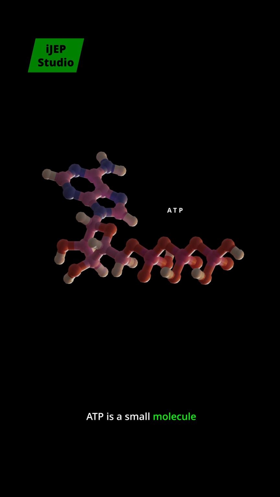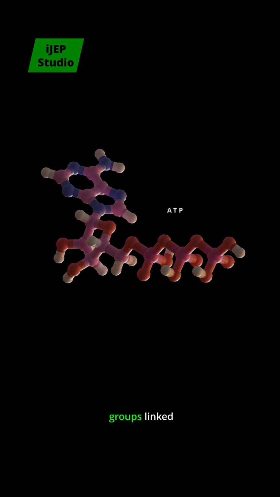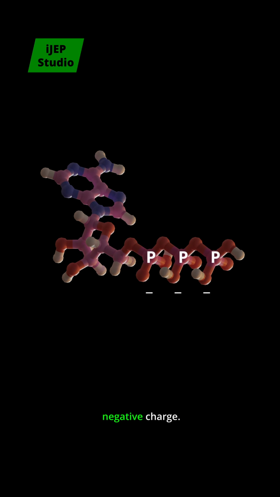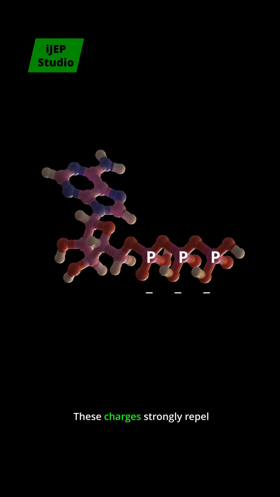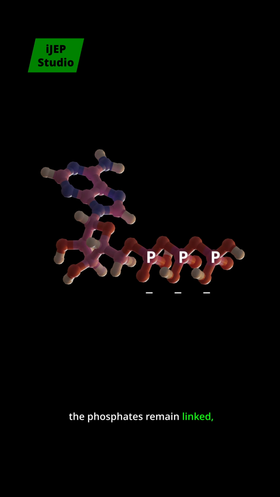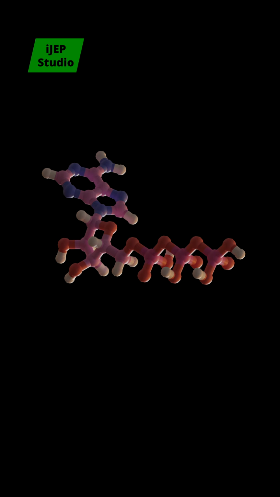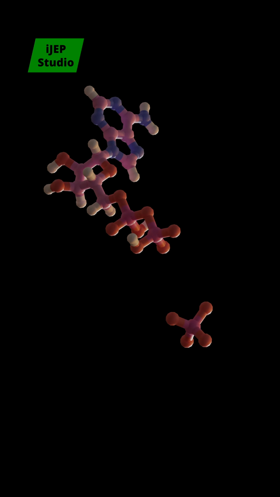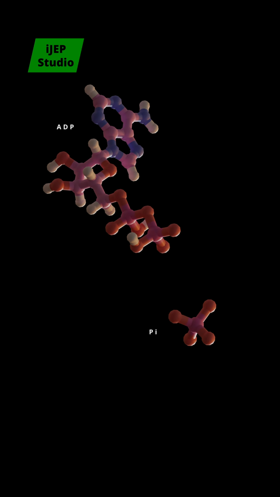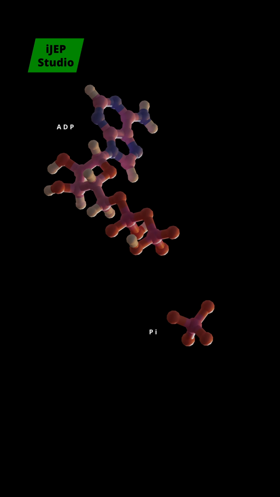ATP is a small molecule containing 3 phosphate groups linked together in a chain. Each phosphate carries a negative charge. These charges strongly repel one another, so as long as the phosphates remain linked, energy is stored in this strained configuration. When ATP is used, the terminal phosphate is released. This relieves electrostatic repulsion and releases energy that powers cellular work.